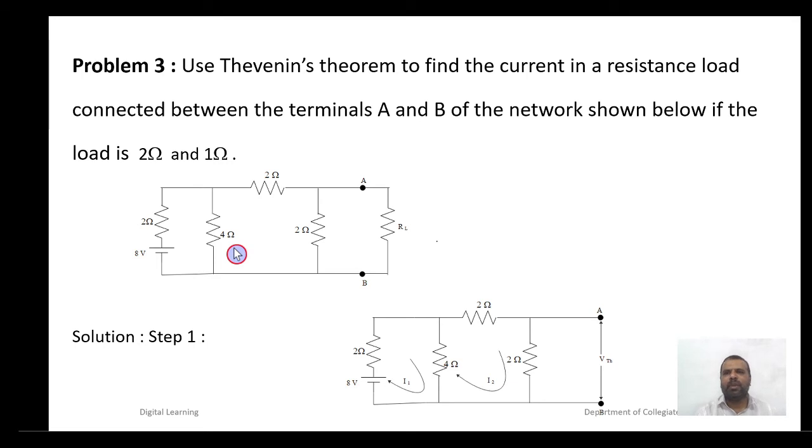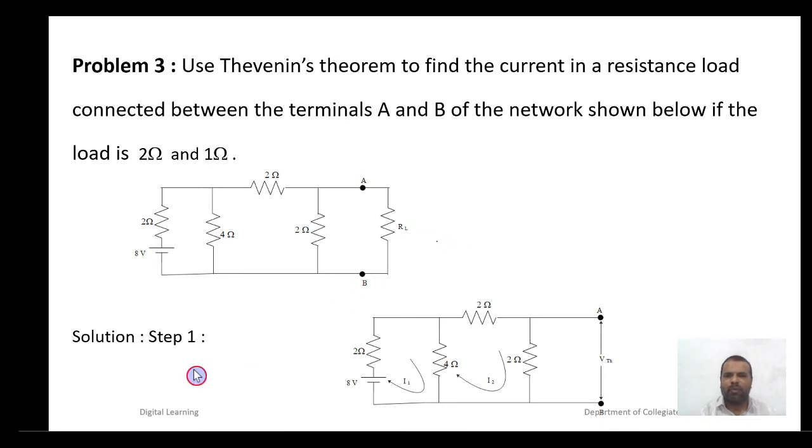Problem 3. Use Thevenin's theorem to find the current in a resistance load connected between the terminals A and B of the network shown below if the load is 2 ohm and 1 ohm. The circuit is like this: an 8 volt power supply or EMF without any internal resistance, a 2 ohm resistance, 4 ohm resistance, 2 ohm resistance, 2 ohm resistance, and the two terminals A and B and a load resistance RL.